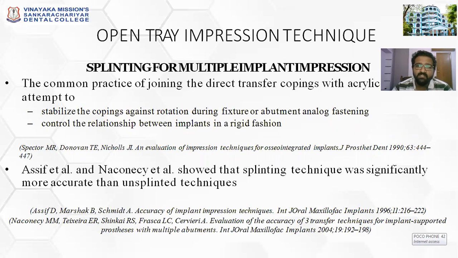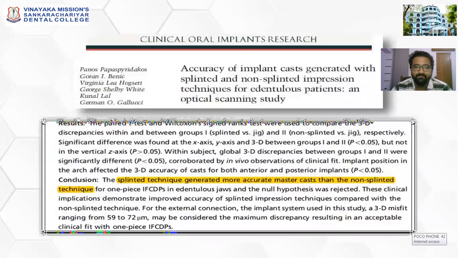Before going on to open tray implant level impression, we are going to do a procedure called splinting. Splinting of multiple implants. Why do we need to do splinting? Because literature shows splinting always gives an accurate impression, or accurate recording of the angulation of the implants in case of multiple implants. So splinting before doing an open tray impression technique is always accurate. These are the different literature that show the splinting technique generated a more accurate master cast than the non-splinted technique.